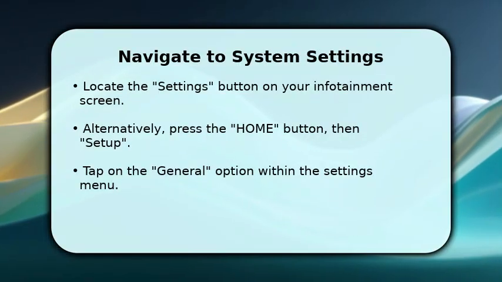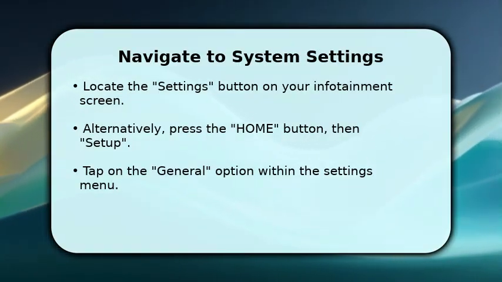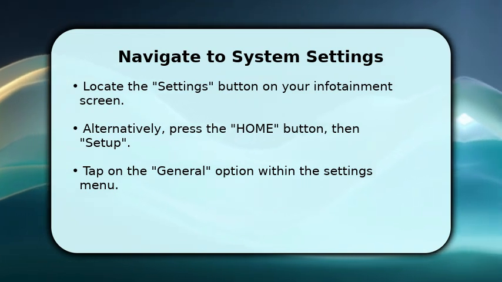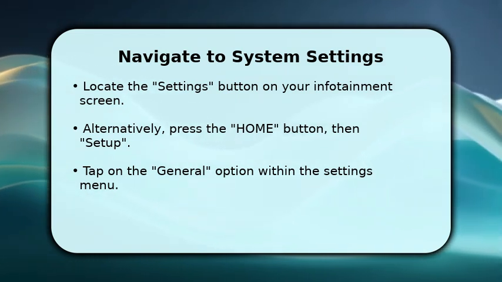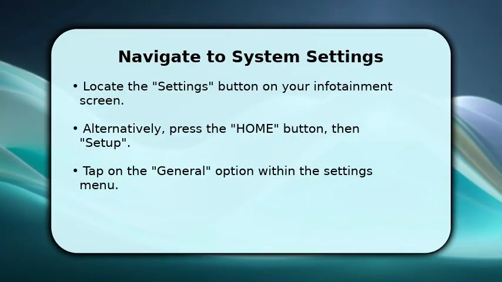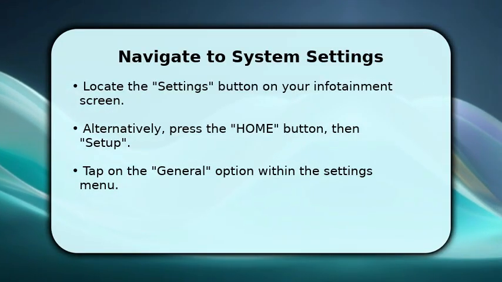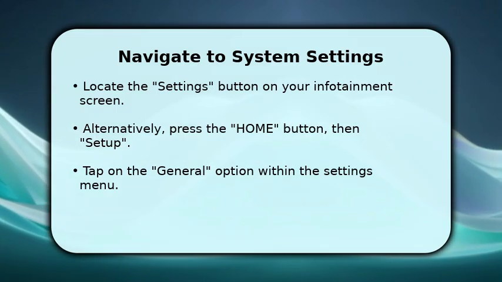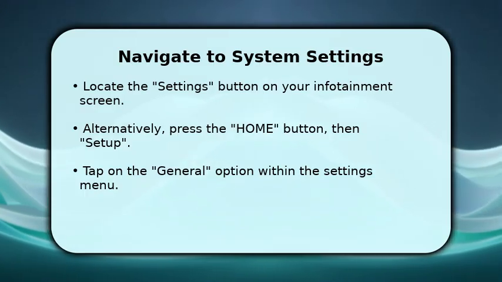To begin, locate the Settings button on your Kia Sportage's infotainment display. If you don't see a dedicated button, simply press the Home button first, then select Setup from the main screen. Once in the Setup menu, you'll find an option labeled General. Tap on this to access the core system configurations, bringing you one step closer to changing your language.